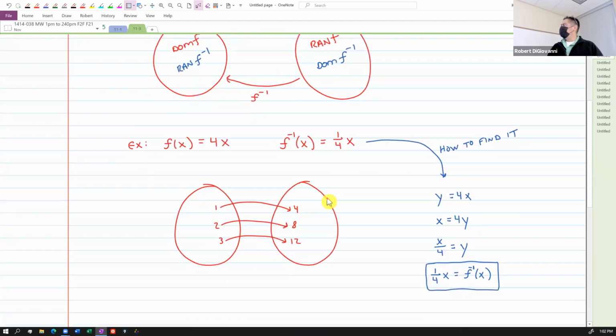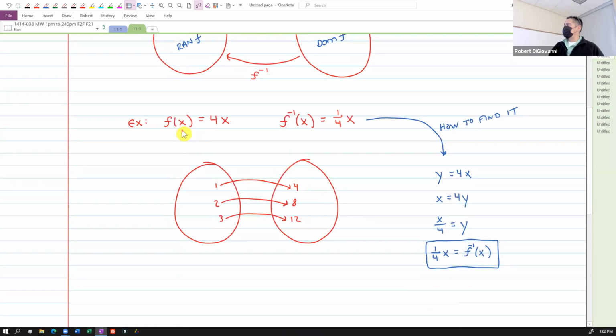As a very basic example, if we take just a linear function, 4x, and graph it, it's a line with a slope of 4. It's 1-to-1 because it passes the vertical and horizontal line test. Its inverse is 1/4 of x. The original function f takes 1, spits out 4, takes 2, spits out 8, takes 3, spits out 12. If we want to take 12 back to 3, all we have to do is divide by 4, right? We take 8 back to 2, we divide by 4. Take 4 back to 1, divide by 4. So that's the inverse function.